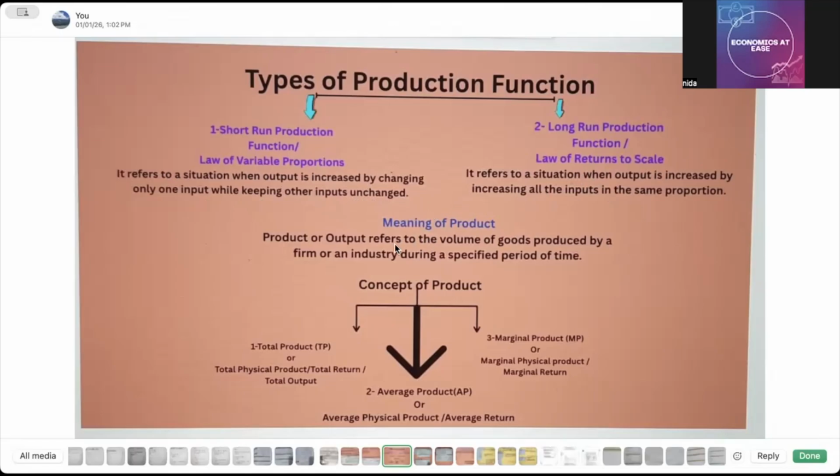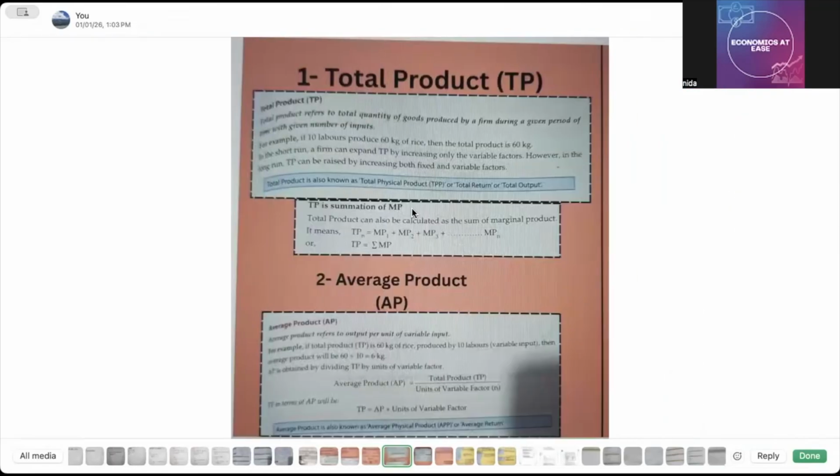Then meaning of product: product is the output, okay. Then concept of product: product can be of three types, that is total product, average product, and marginal product, and the other names are also mentioned here. In short, we are going to use the words TP, AP, and MP, okay. So TP is total product. It means the total quantity of the good produced by a firm, and it can be calculated as TP is equal to summation of MP.